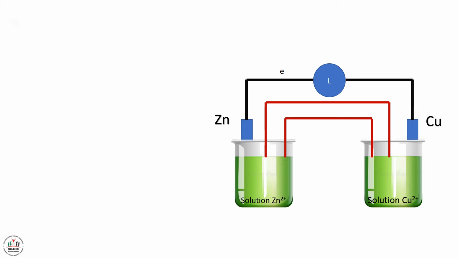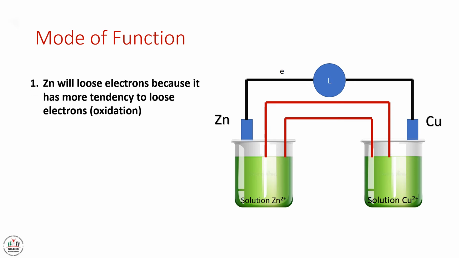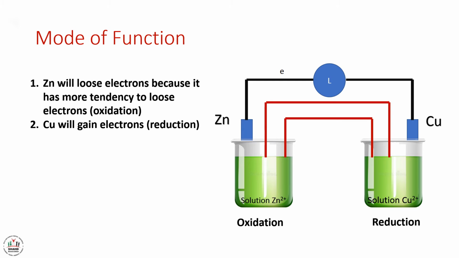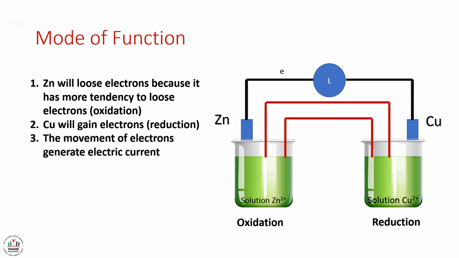After we set the galvanic cell in operation, what happens? Zinc strip will lose electrons because, as we said, it has more tendency to lose electrons than copper. Then it will undergo oxidation. Copper will gain electrons and it will undergo reduction. This movement of electrons will generate electric current, and that's why the lamp lights up.